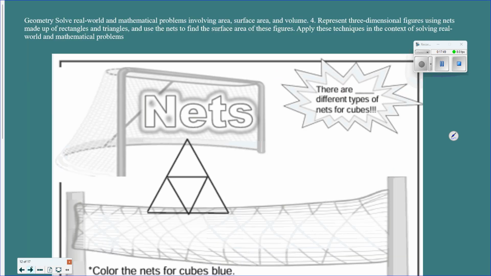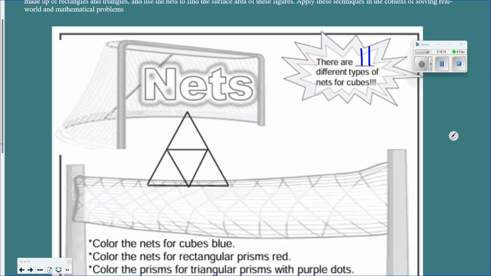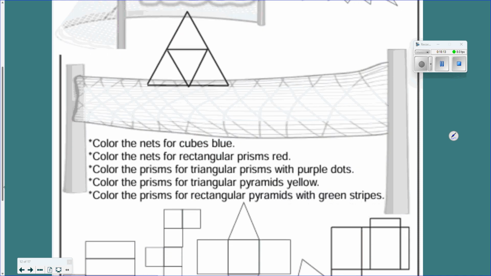Okay. Last class, remember how many different types we found in those shapes? 11. Okay. What we're going to do now is an exercise to see if you guys are next. So, if it is the net of a cube, you're going to color it blue. If it's a rectangular prism, you're going to make it red.